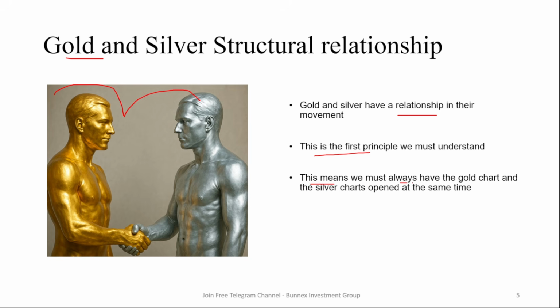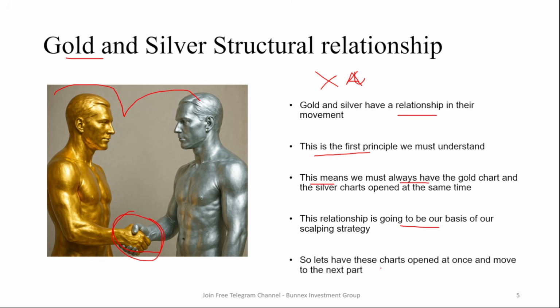This means we must always have the gold and the silver chart. For those who do not understand, by gold we mean XAU against USD, and silver is XAG against USD. So these two charts should be opened right away, simultaneously. This relationship is going to be the basis for our scalping strategy. The entries we are going to take will be made after we confirm the relationship of silver and gold. So let's have these charts opened at once and move to the next part.